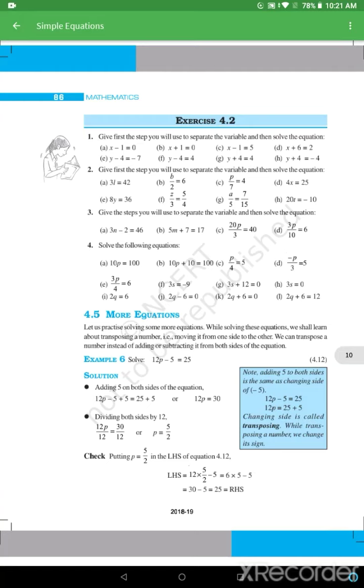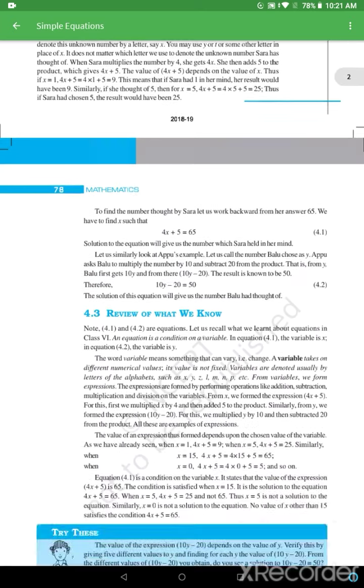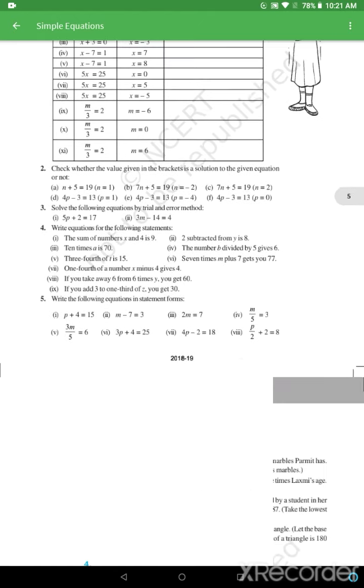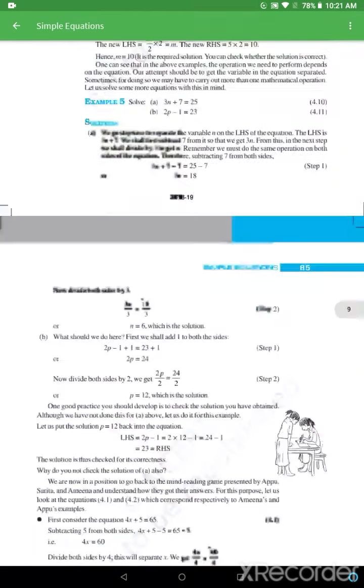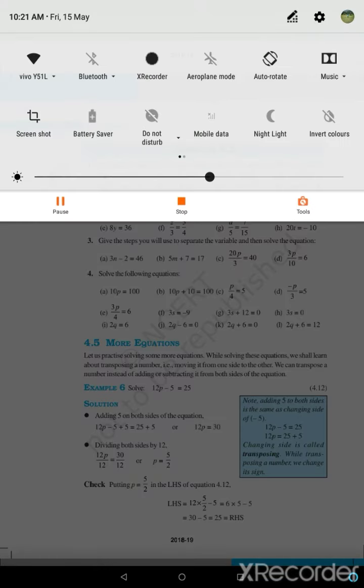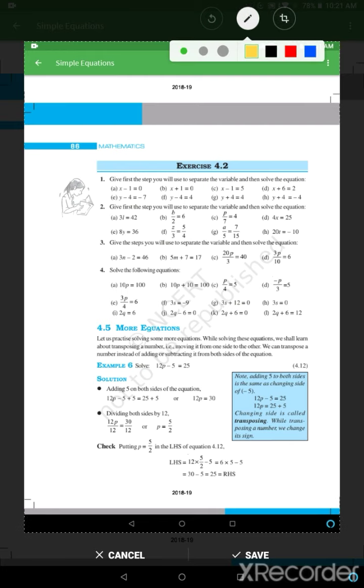Welcome everybody. Today we are going to start with exercise 4.2 of chapter 4, simple equations. In the previous video we have done exercise 4.1. So now we are going to start with exercise 4.2 from the first question. Give first the step you will use to separate the variable and then solve the equation.